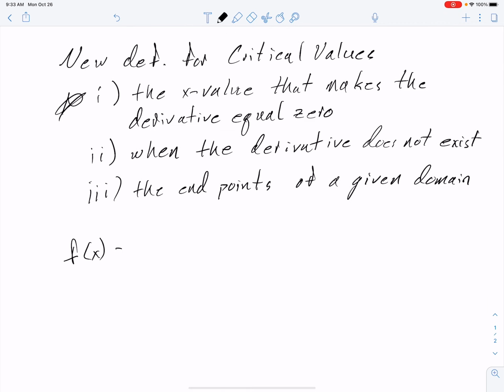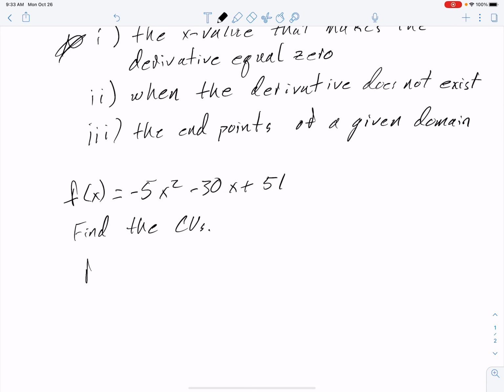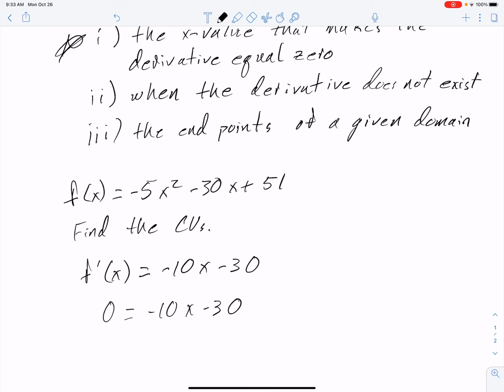Let's say we had the function negative 5x squared minus 30x plus 51. And we want to find the critical values. Well, the first thing I'm going to do if I want to find critical values is I'm going to take my derivative. And then now, based on our new definition, I'll set my derivative equal to 0, solve, and I now know that x equals negative 3 is a critical value. With this information, I'm actually going to be able to do a lot of things.